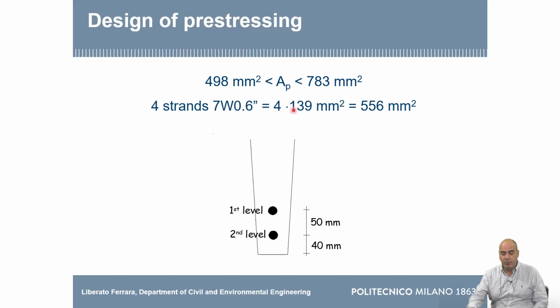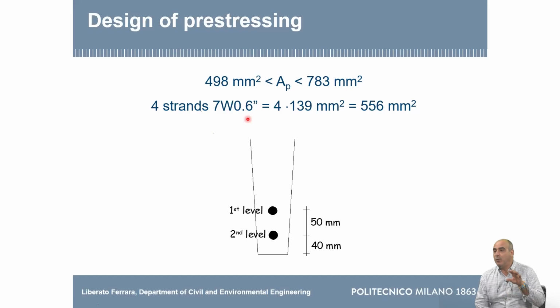Well, if I put 2 of these, it's not enough. If I put 4, I am okay. If I put 6, I will be just a little bit higher than the limit. So you see, actually, we just have one choice, because the equations give you numbers, but those numbers must be put into practice with what you have. And you have a tendon with a certain diameter. So your option is 4 of these.